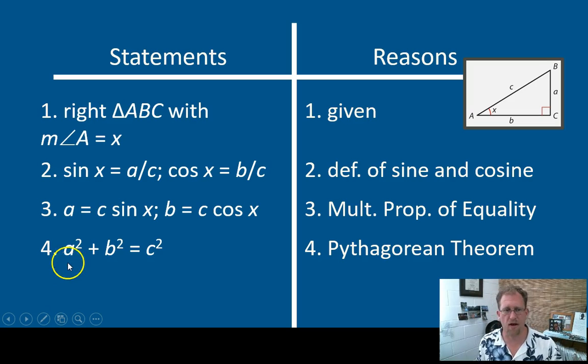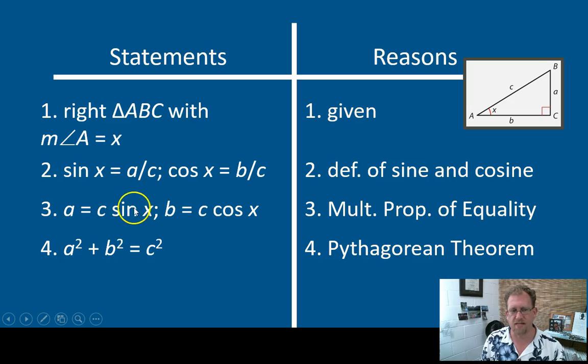I have some right triangle ABC, and I have an angle A, and that angle equals x. So this is a degree measure of angle A in a right triangle. Sine of x is a over c. In this triangle, a is this side, the opposite, divided by this side here, c, which is the hypotenuse. Sine is opposite over hypotenuse, right? a over c. Cosine of x is b over c. Cosine here is adjacent over hypotenuse, okay?